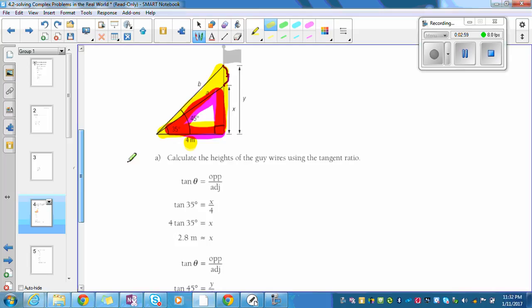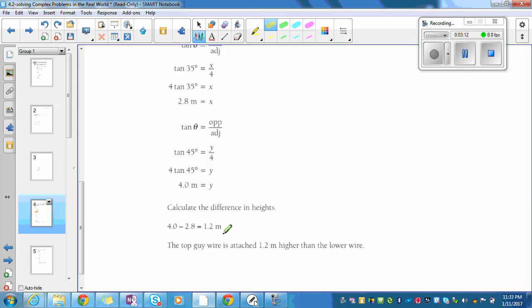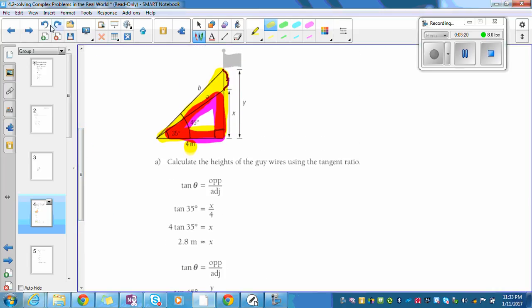So we have 4 meters as the big one, and we have 2.8 meters as the small one. So the difference between them is 4 minus 2.8, or 1.2. So the top guy wire is 1.2 meters higher. Now if we come back to our picture, they also ask in part B, how long are these wires?